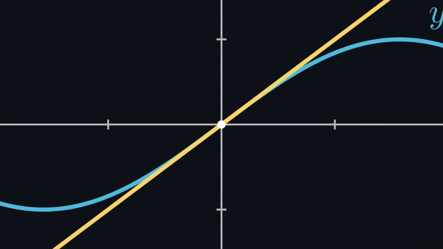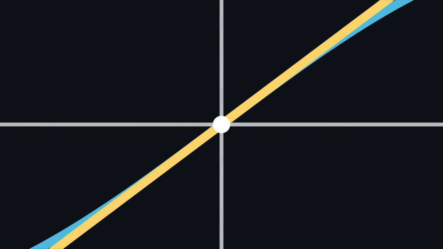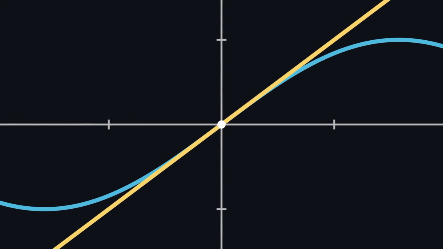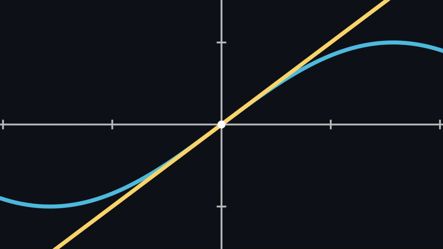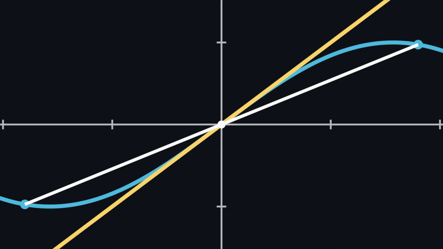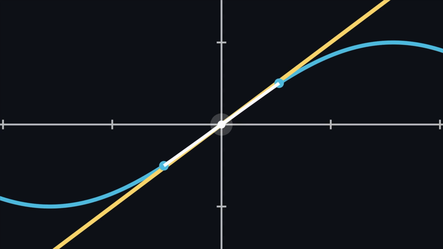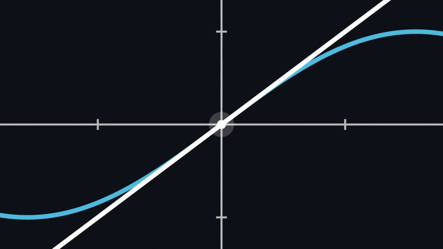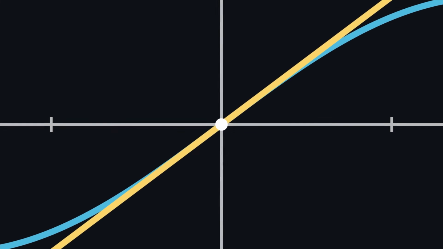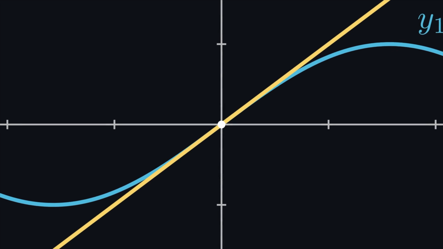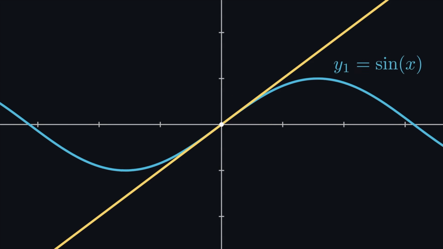Now, this is great, but let's pause for a moment and think about why this works in the first place. Why should the sine function behave like the line y equals x near 0? Well, when two curves touch at a point and share the same slope there, they become almost indistinguishable if you zoom in close enough. That slope is called the tangent line at a specific given point. And that's exactly what the line y equals x is. It's the tangent line to sine x at the point 0, 0.